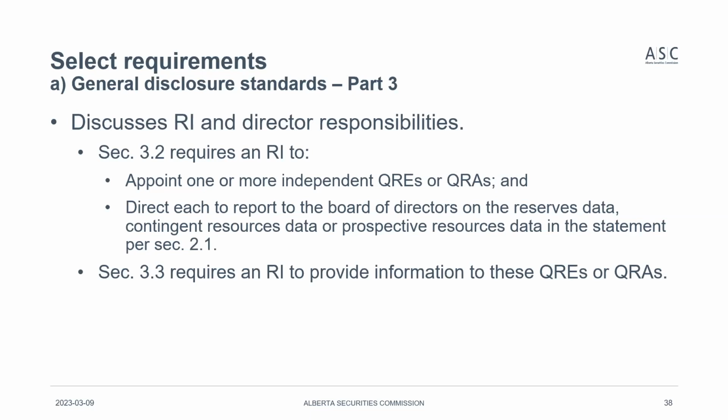Section 3.3 also requires, and this is important, a reporting issuer to provide the information necessary to the QREs and QRAs for them to do their work, so that ultimately they can take responsibility for the work they've done. Their portion of the annual filings, they need to get that information. So the reporting issuer is responsible not just for appointing them and telling them to report to the board of directors, but also ensuring that they have the information necessary to do their work.